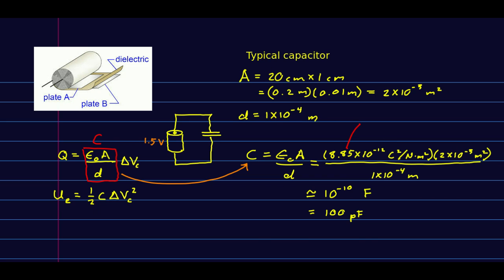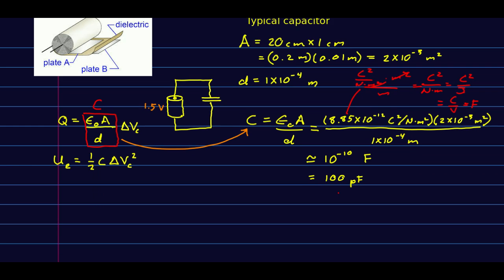Let's check the units because it's good practice, right? Coulombs squared per Newton meter squared times meter squared all over meters. The meters squared are gone. You get coulombs squared per Newton meter. A Newton meter is a joule. And a joule per coulomb is a volt, and so that's farads. So picofarads is fairly typical.